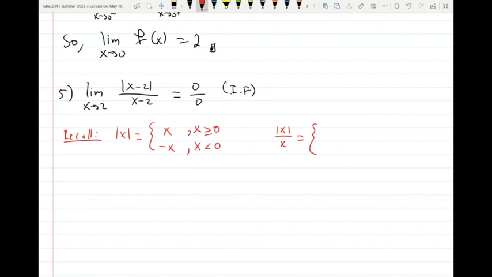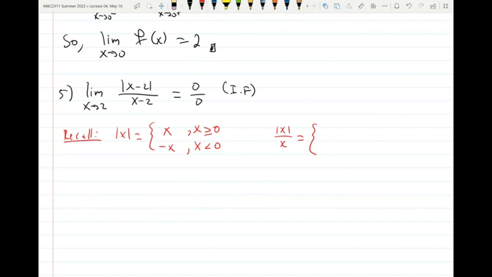This is 1 if x is greater than 0, and it will be negative 1 if x is less than 0. Do you understand this? Right? Like absolute value of negative 2 over negative 2. What is this? That's negative 1, right? Because it's 2 over negative 2.